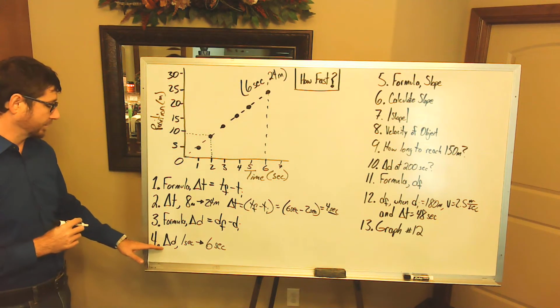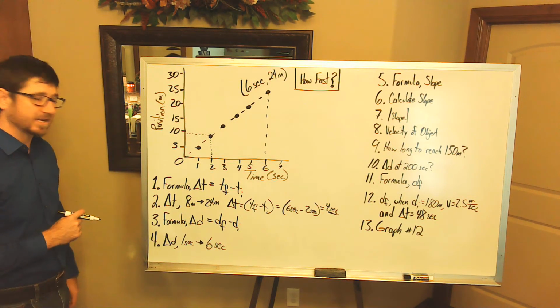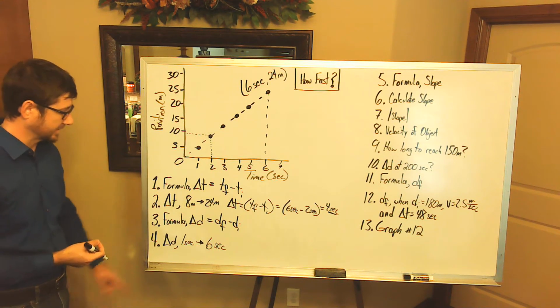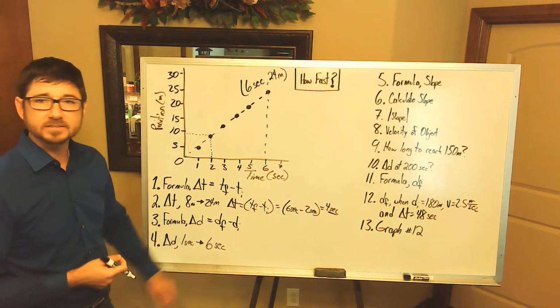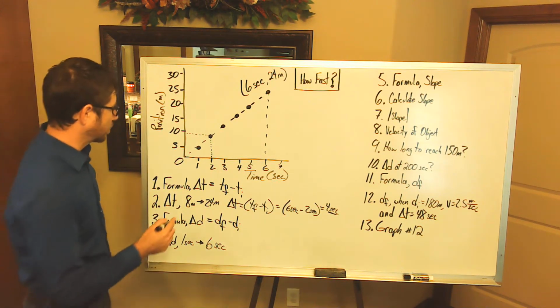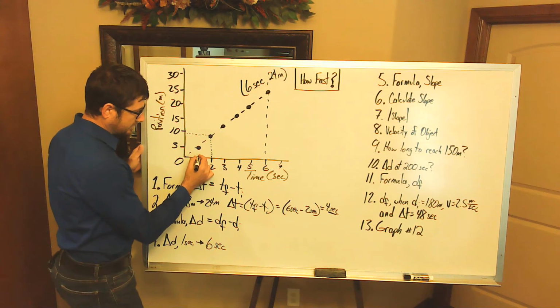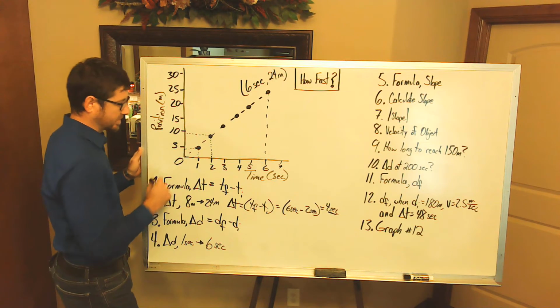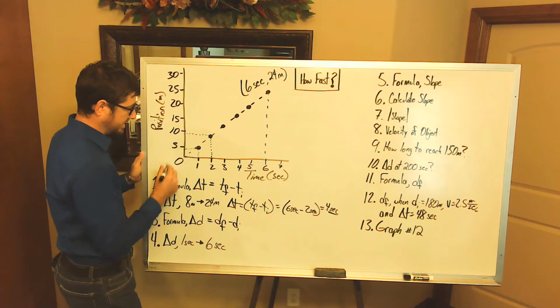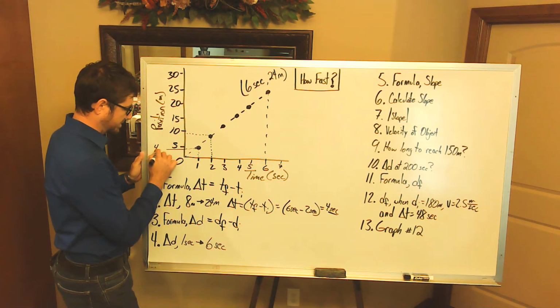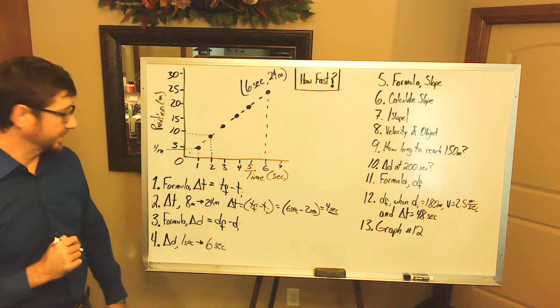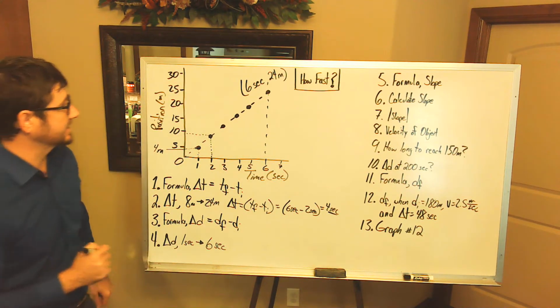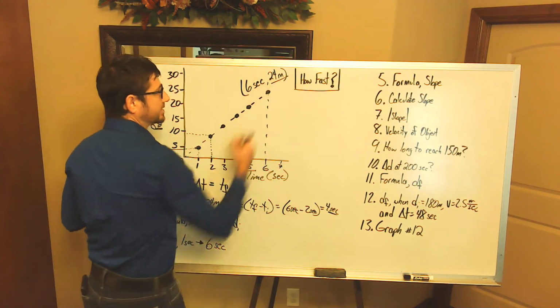Now in number four, it wants us to calculate the change in the object's displacement from 1 second to 6 seconds. So at 1 second, right here, let's identify our position. So we're at 4 meters here. And I'll just come over here. So 4 meters. And then at 6 seconds, well, we've already identified that.